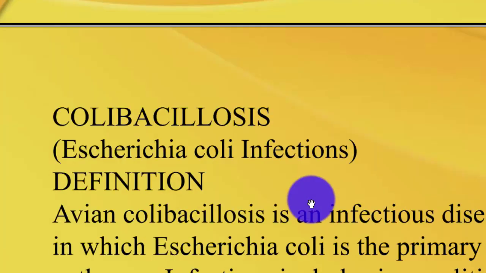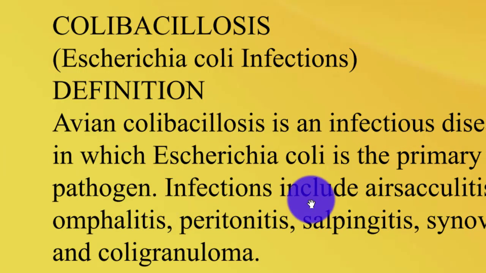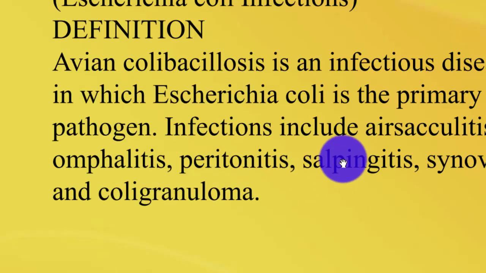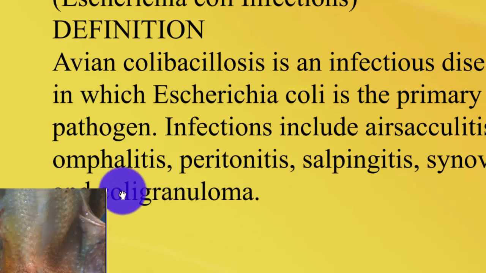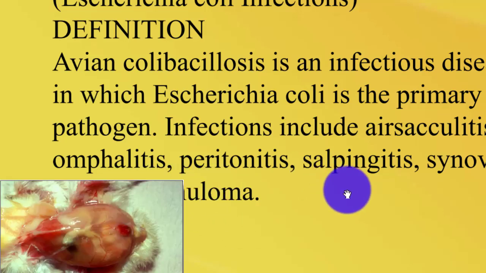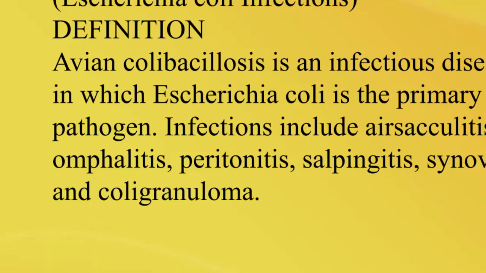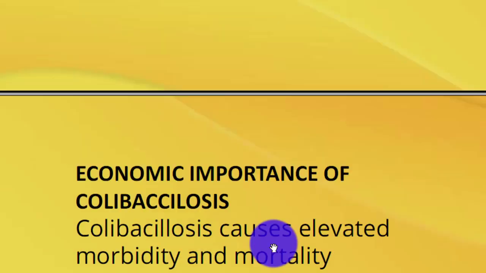Colibacillosis, Escherichia coli infection. Definition: avian colibacillosis is an infectious disease of birds in which Escherichia coli is the primary or secondary pathogen. Infections include air saculitis, cellulitis, omphalitis, peritonitis, salpingitis, synovitis, septicemia, and cholegranuloma.